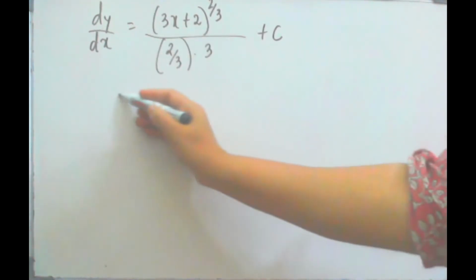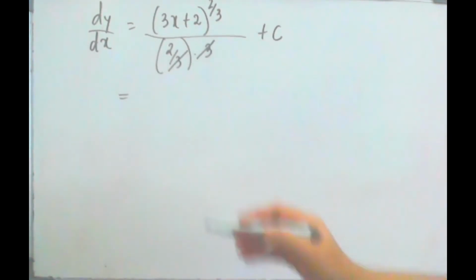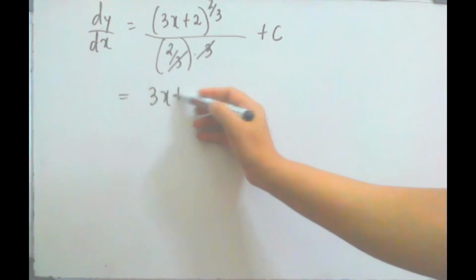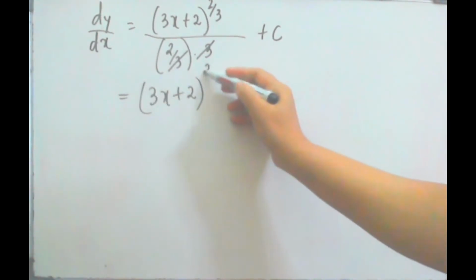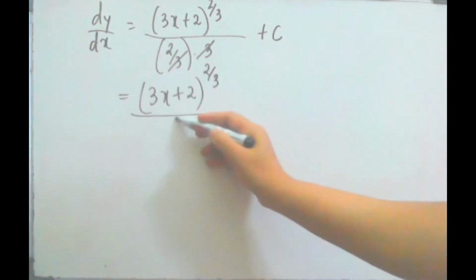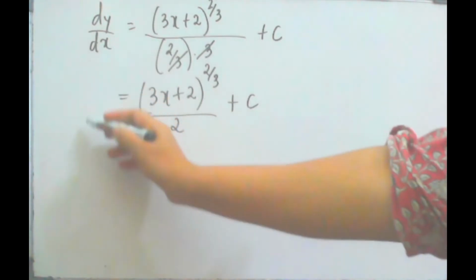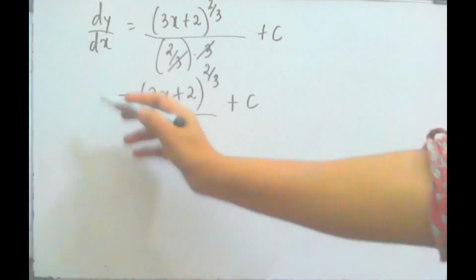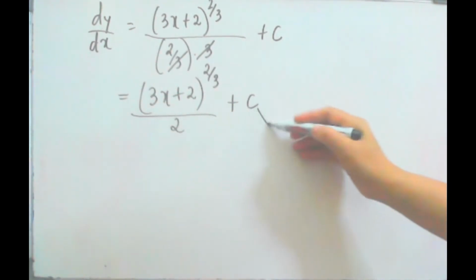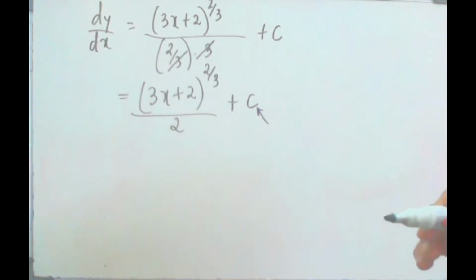Okay, so we will simplify it further from here. 3 and 3 will cancel. So this simplifies to (3x plus 2) power 2 over 3 divided by 2, plus c. Now if you want the complete expression for dy by dx and hence for y, we need to find the value of this constant of integration.